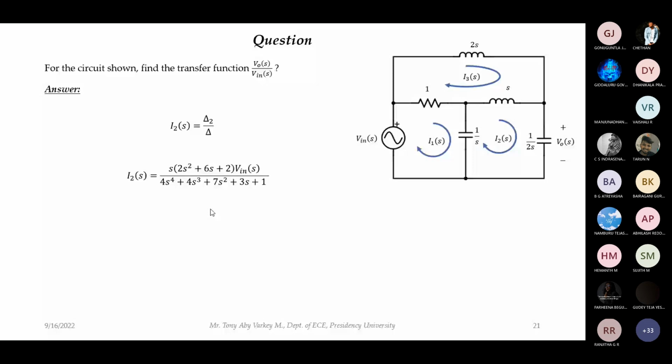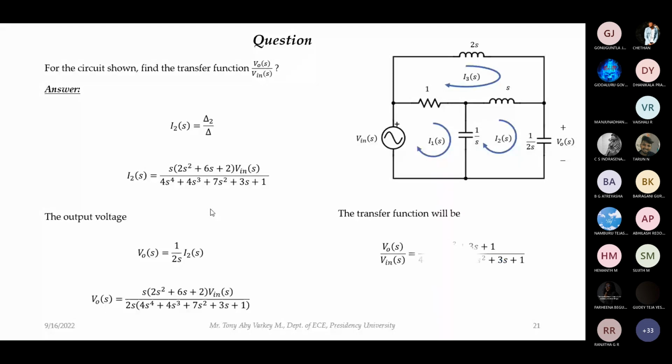Now, what is V output of s? You guys just now told. What is V output of s? 1 by 2s into I2 of s. Correct. 1 by 2s into I2 of s. So I'm going to substitute I2 of s in this particular equation. So you will get like this. So from this, I will get V output of s by V input of s. Is it clear? S and s will get cancelled. Yes, sir. 2 and 2 will get cancelled. You will get like this. Is it clear?